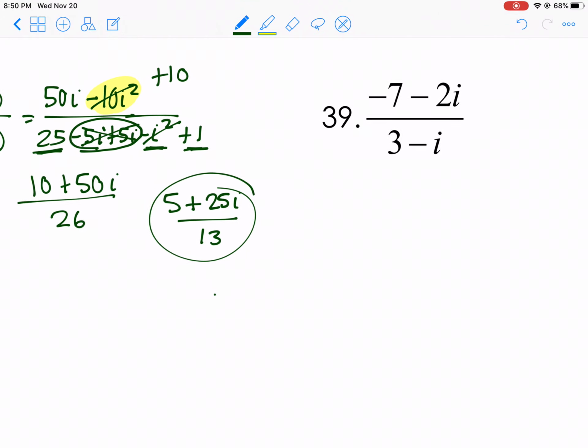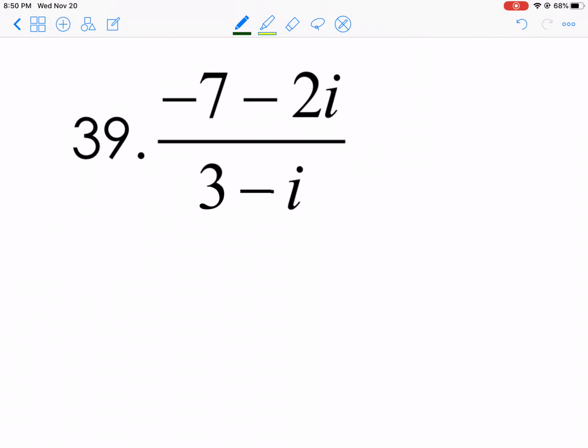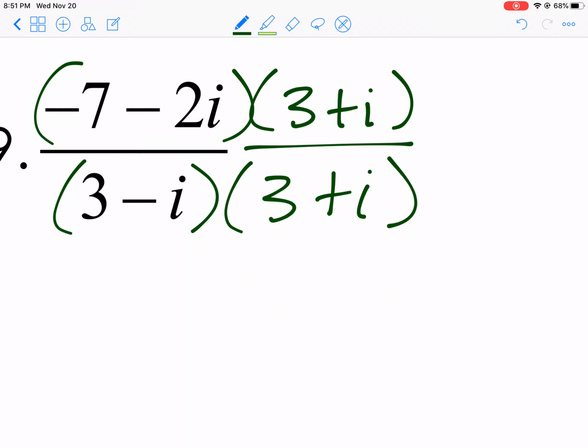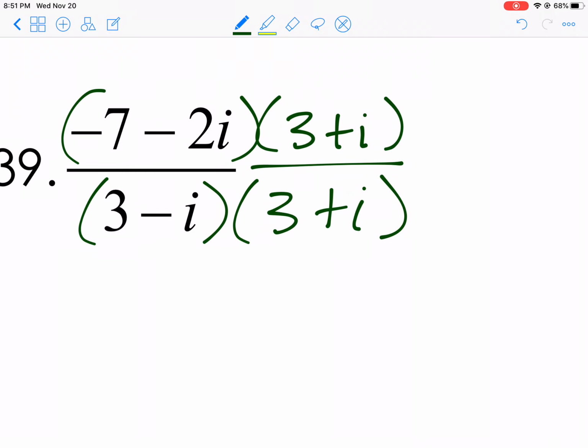Okay, let's move on to problem 39. What we're going to do is use the complex conjugate. So I'm going to multiply the numerator and the denominator by 3 plus i. We have a binomial on top and on bottom in this case, so our factor might be, multiply it out might be quite long. So negative 7 times 3 is negative 21.